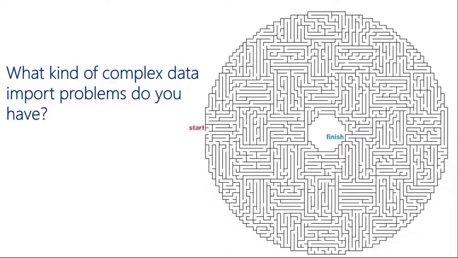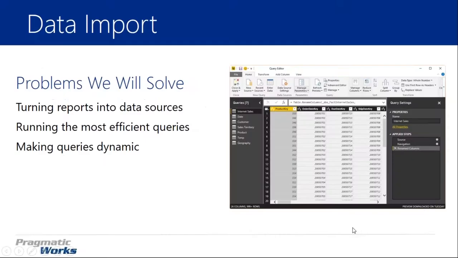But one of the first things that we're going to look at here around data import problems is dealing with unusual data sources. So say, for example, you're given data from a vendor system of some kind. Maybe you get data from the government instead.